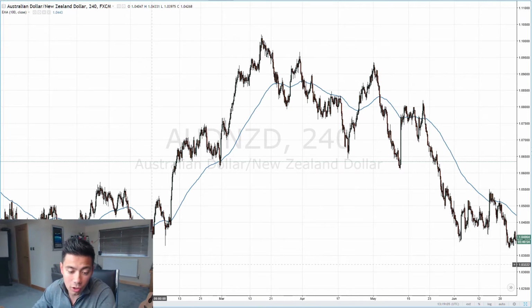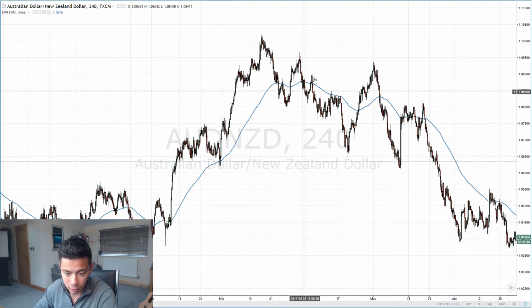But it doesn't just go from this point to this point here. You get pullbacks in between. So the market moves up, it pulls back a little bit. It moves up again, it pulls back a little bit. And then it obviously changes direction. It starts to move down. And then you get another pullback.